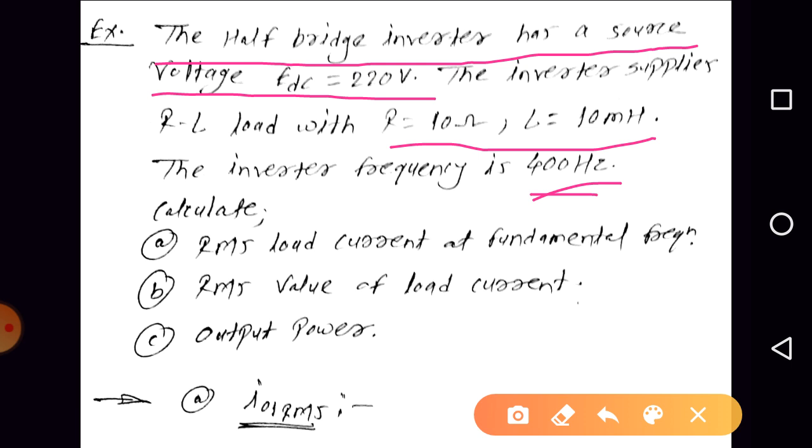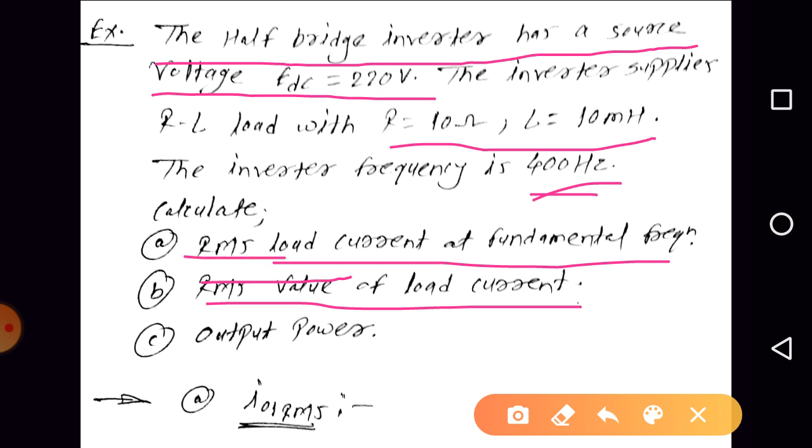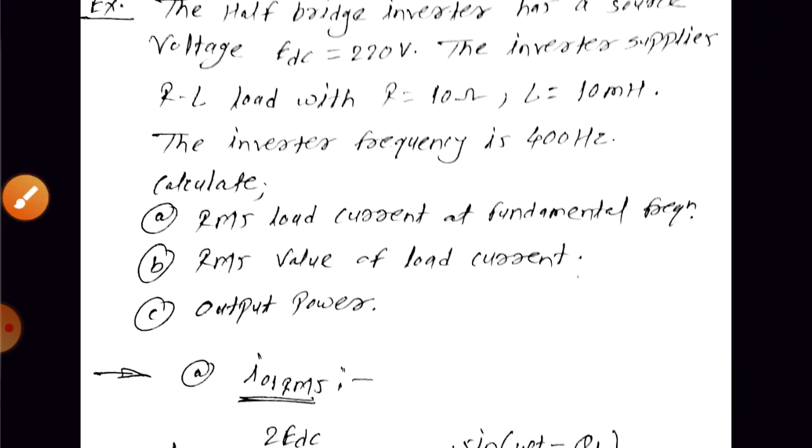Calculate the RMS load current at fundamental frequency, that is I01 RMS. Next, the RMS value of load current, that is I0 RMS. And the output power, that is P0. Output power means total output power, right?